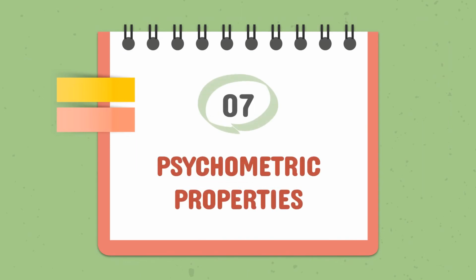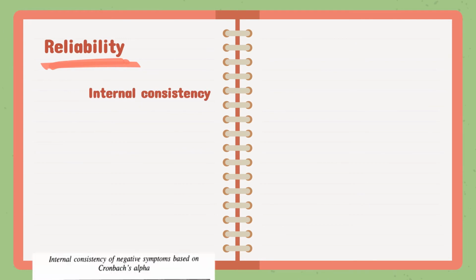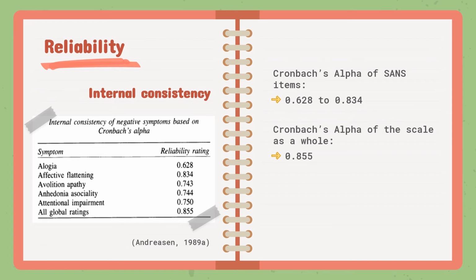Psychometric properties. Reliability. Internal consistency. The Cronbach alpha of SANS items ranges from 0.628 to 0.834, while the scale as a whole is 0.855, which indicates that the internal consistency of SANS is acceptable.